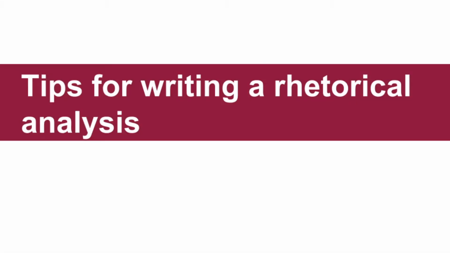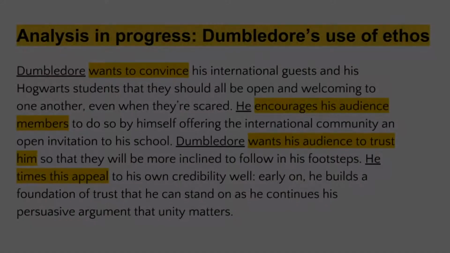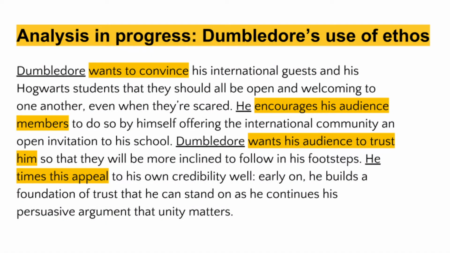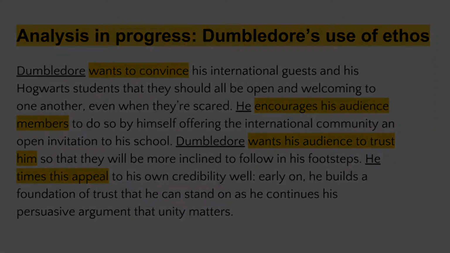Now that we've talked a little bit about the genre of a rhetorical analysis, let's think about some tips for writing one. One thing that I think will really help you is if you use as often as possible the author's last name as a subject for your sentence. So you'll see that when I've been talking about Dumbledore's speech, I use his name, Dumbledore, as the subject of many of my sentences. Here's an example. Now, using that will really clarify who is speaking when.